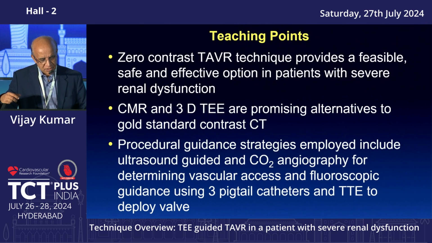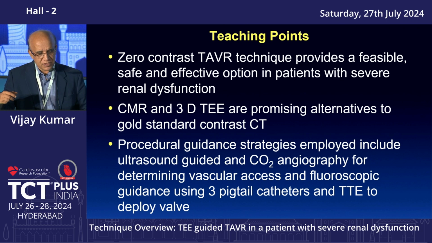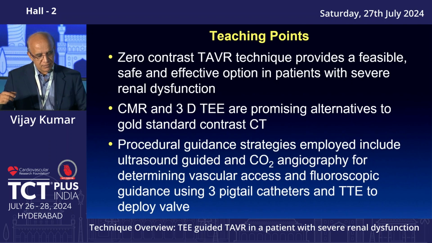Coming to my summary, the teaching points are: zero contrast TAVR is a feasible, safe and effective option in patients with severe renal dysfunction. CMR and 3D TEE are promising alternatives to gold standard contrast CT, which is in practice routinely. Procedural guidance strategies employed include ultrasound guided and carbon dioxide angiography for determining vascular access, and fluoroscopic guidance using pigtails, coronary guide wires, and transthoracic or transesophageal echo to deploy the valve.